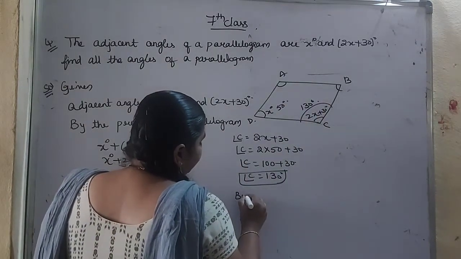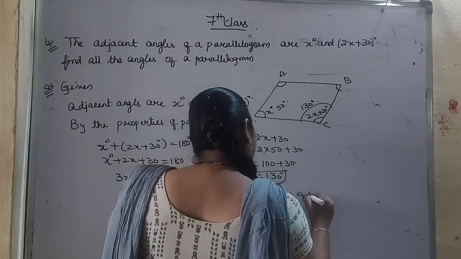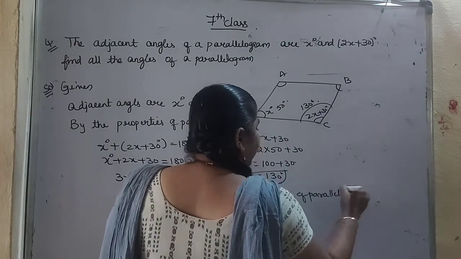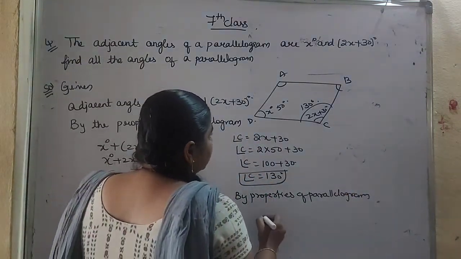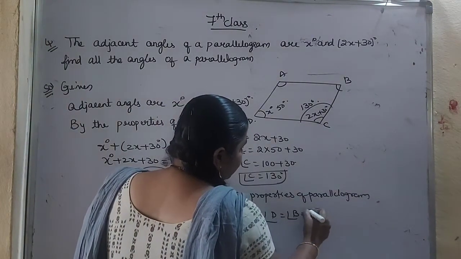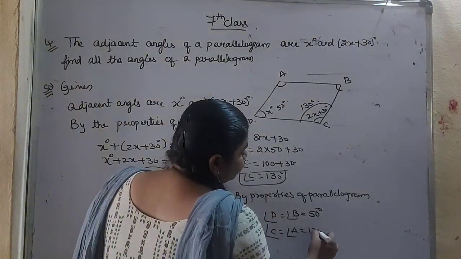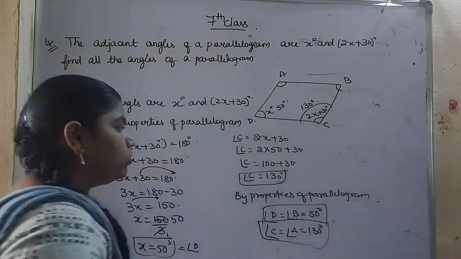Now again, by properties of parallelogram, we know that opposite angles will be equal. So angle D will be equal to angle B, that is equal to 50 degrees. And angle C will be equal to angle A, that will be equal to how much? 130 degrees. So this is our fourth solution.